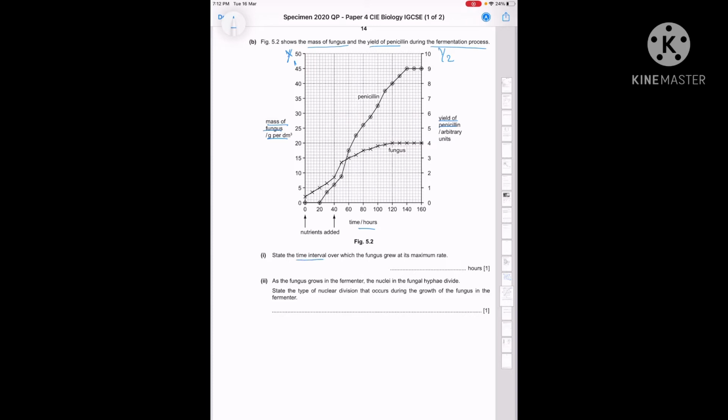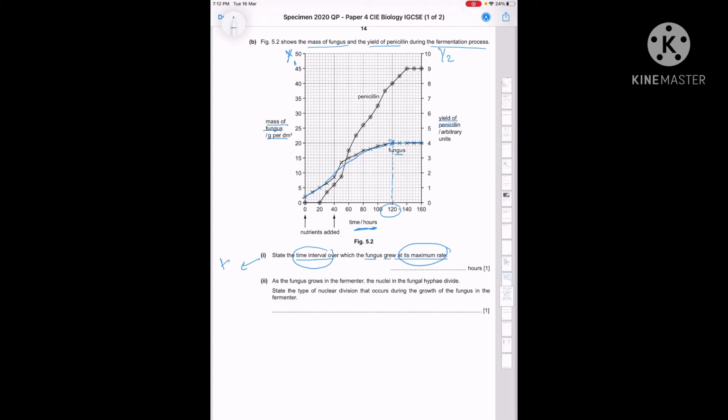Now state the time interval over which the fungus grew at its maximum rate. So I need to look at the fungus growth curve, which is this one. I can see clearly that the maximum growth for fungus was at this point, which is equivalent on the x-axis to 120 hours. But they're asking about the time interval where the maximum rate of the growth is, not the maximum growth.